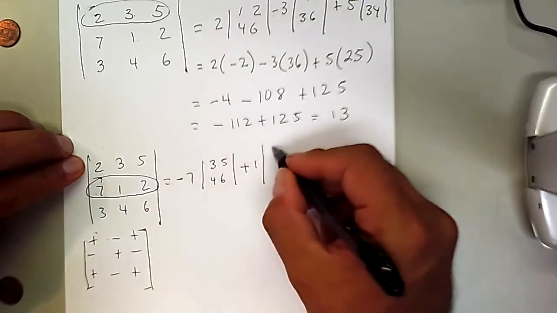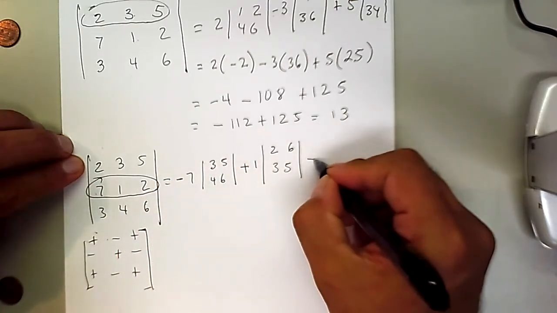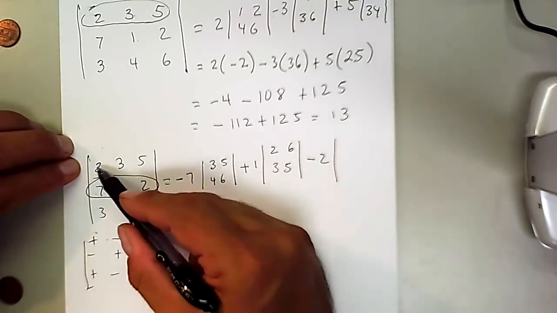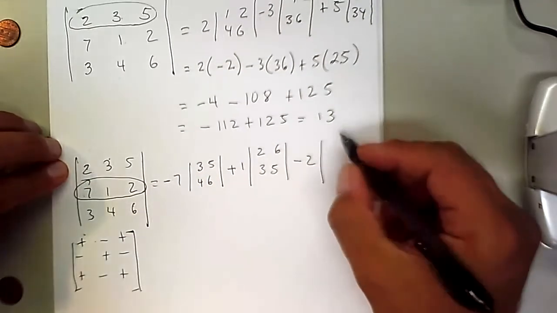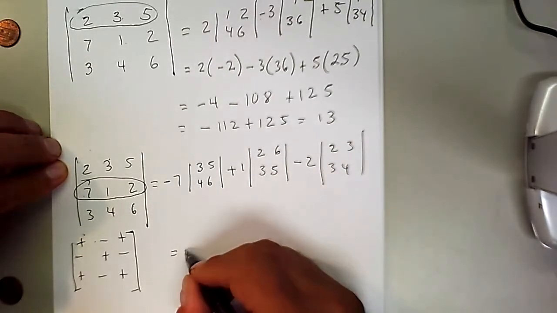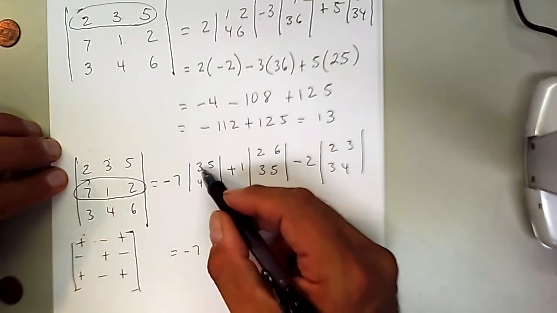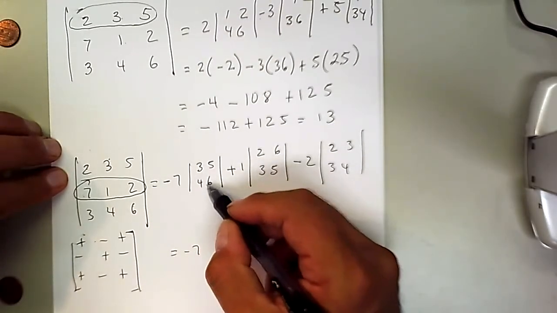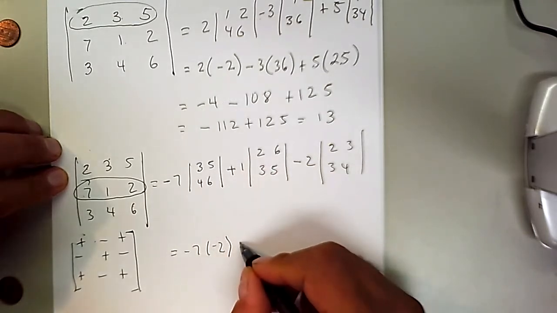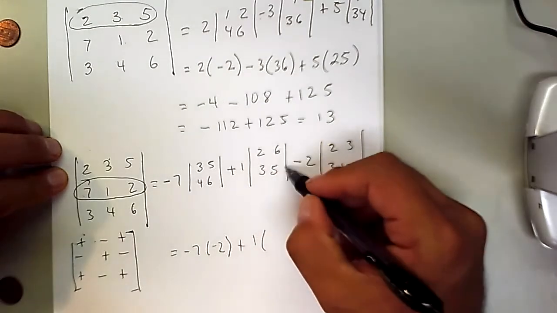Anyway, so we have 7 times the determinant 3, 5, 4, 6, plus 1 times the determinant 2, 6, 3, 5, minus 2 times the determinant 2, 3, 3, 4. And that's going to give us -7 times 3, 6 is 18, 18 minus 20, -2, plus 1. I'm going to put it there for the record. 10.